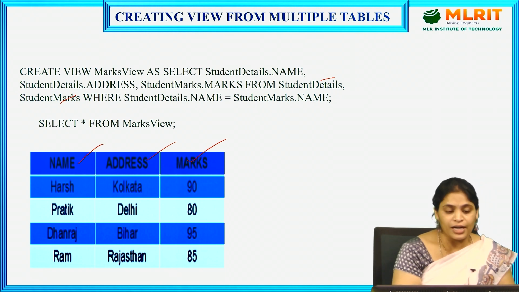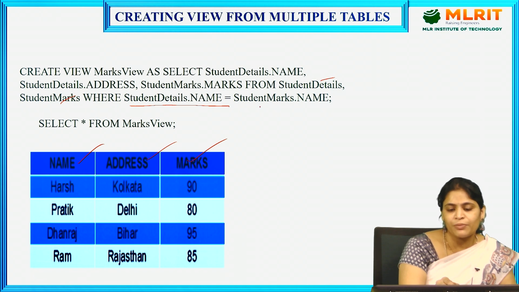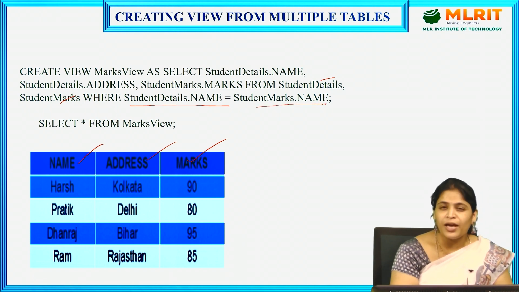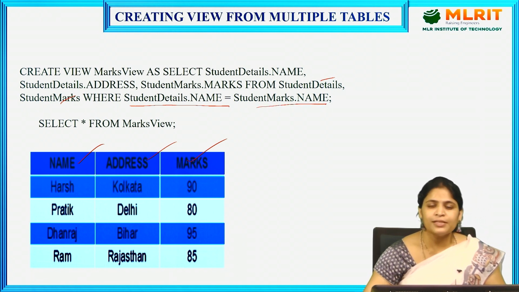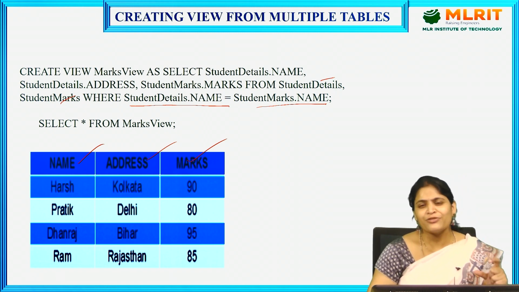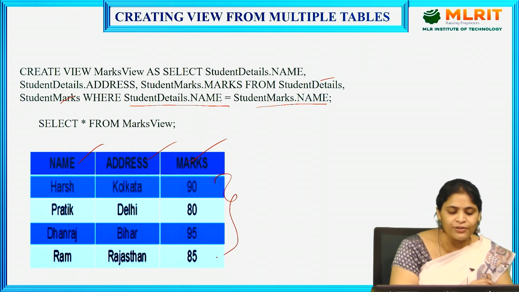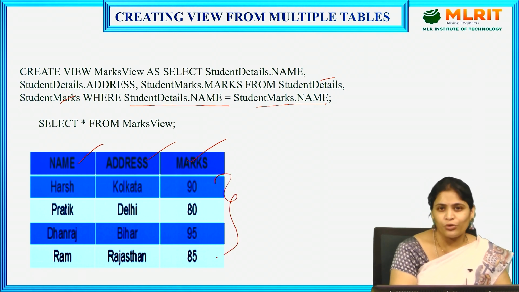And what is the condition here? The condition is student details dot name is equal to student marks dot name. That means in both the tables the name fields must be matched, and those matched fields must be retrieved. That is the reason here we got only 4 rows, right?